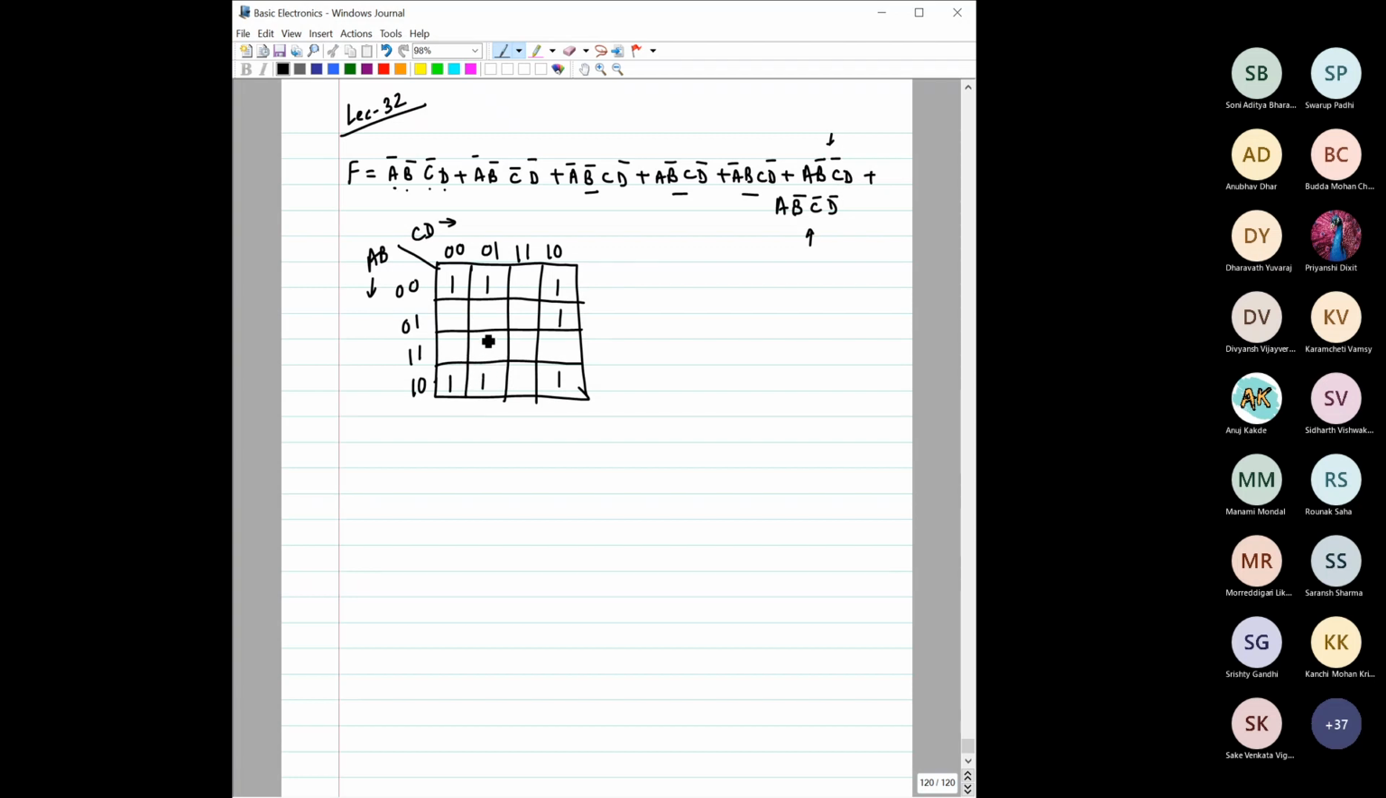Now we have to start making the groups, to find the minimized expression. We have to actually minimize this expression using the Karnaugh map.